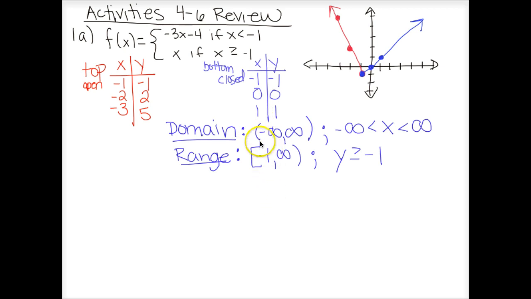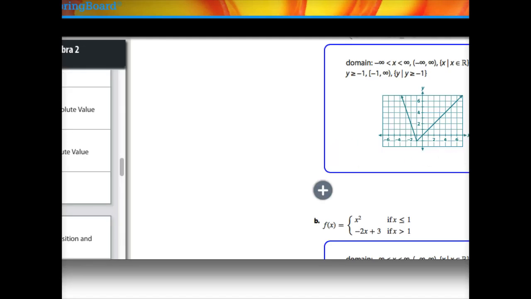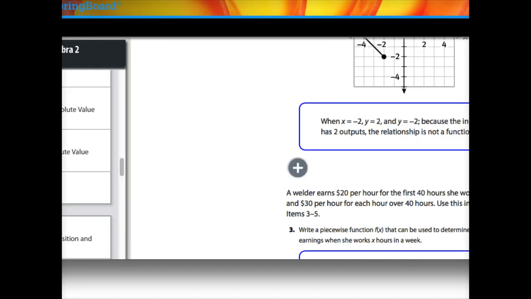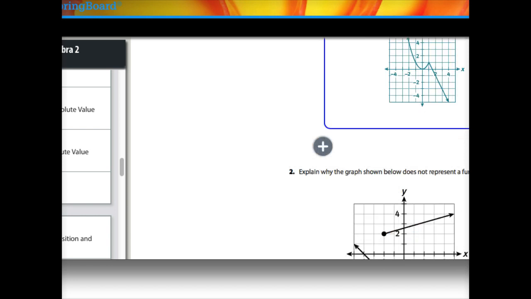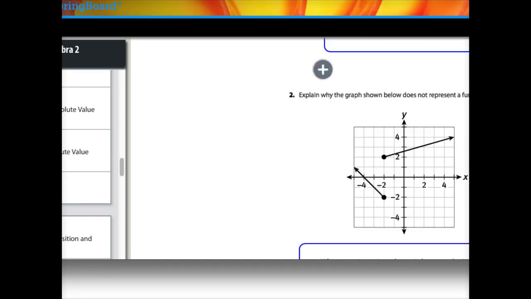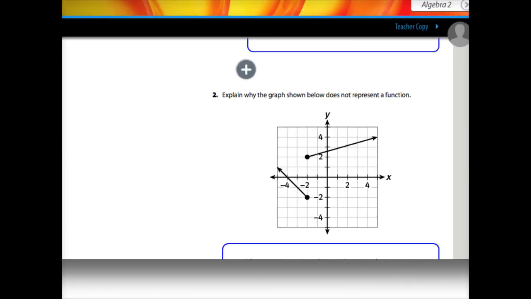Number 2 asks you to determine, let's see what the actual wording is here so I don't mess it up. Explain why the graph below does not represent a function. So you can see it here. So we did this in lesson 4.1. And this was when we talked about the vertical line test and we talked about the definition of function. You can explain it either way.